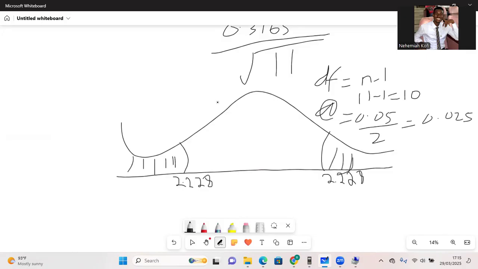Right? So now we had 6.9162, still the same. And we can see 6.9162 is greater than this 2.228. Right? So it falls within here. Meaning that it is in the rejection region.